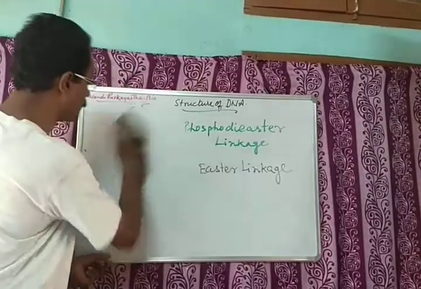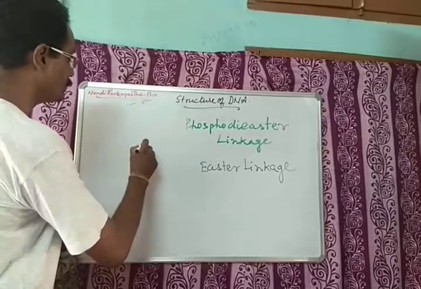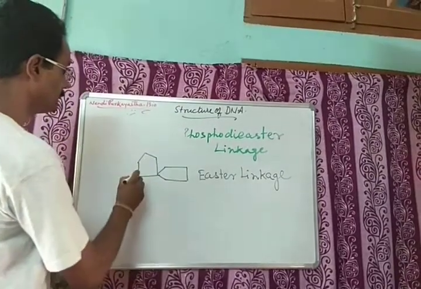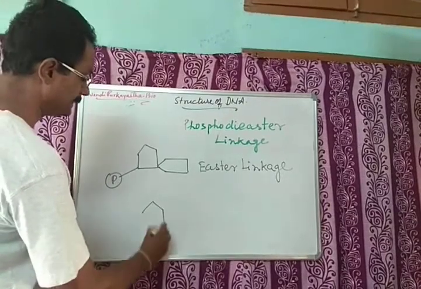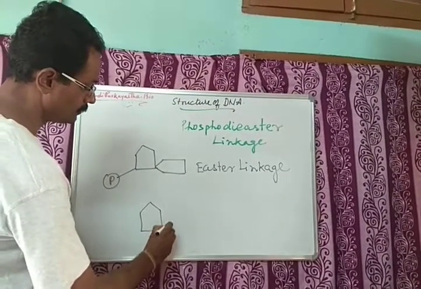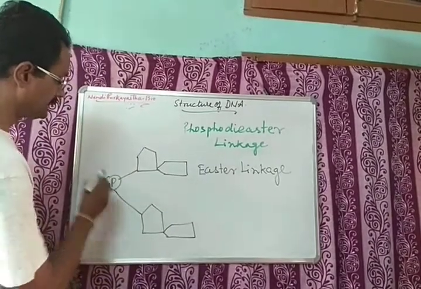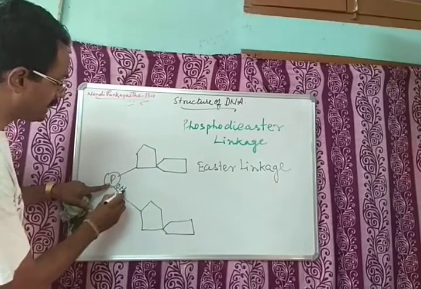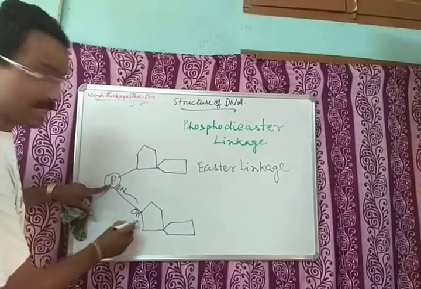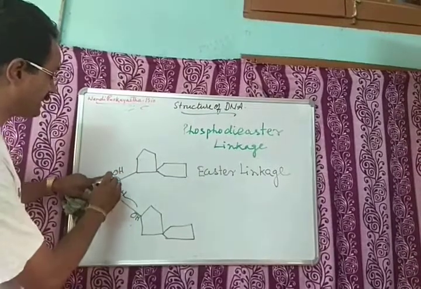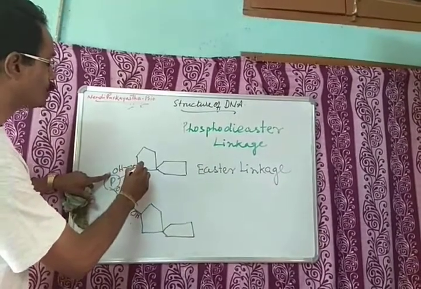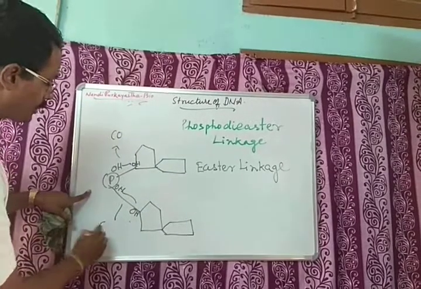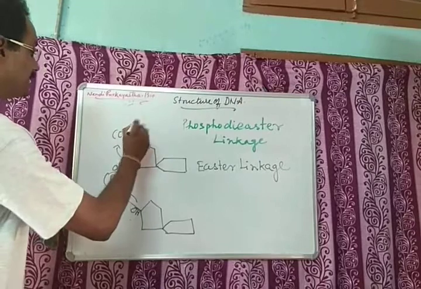Understood? Now see how that happens. Here, this is the sugar. This is the nitrogenous base. This is the phosphorus. This is another sugar. This is the nitrogenous base. This is the phosphorus which unites. This phosphorus has OH. Try to get it. It makes a bond with the OH of the sugar here. Here also it makes a bond. Here another OH is there, and it makes a bond with the OH of the sugar. So that bond is C-O. Here also this bond is C-O. Got it?